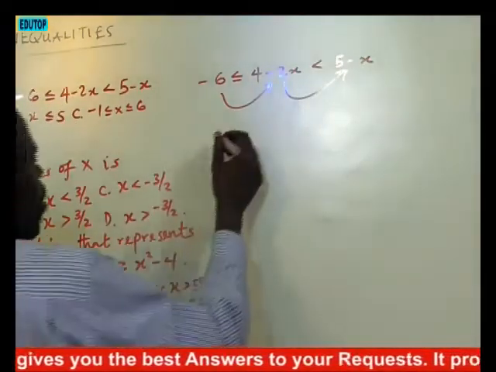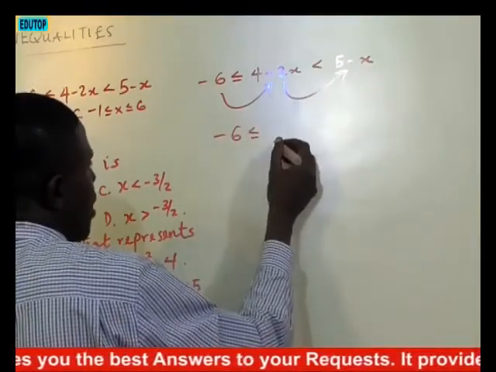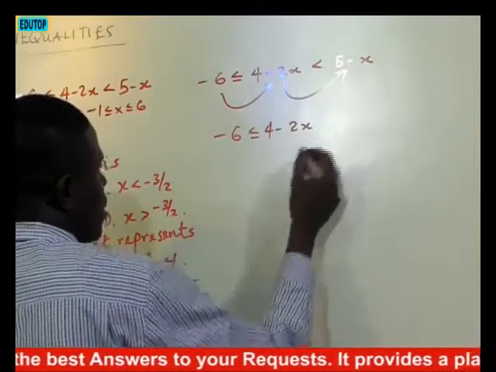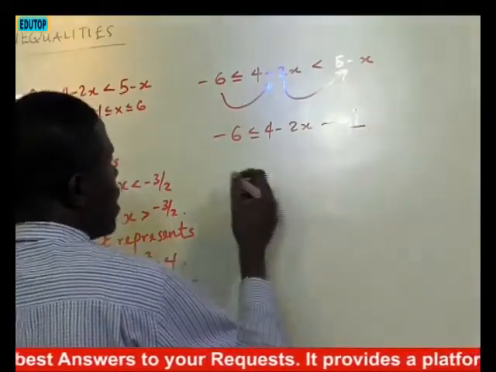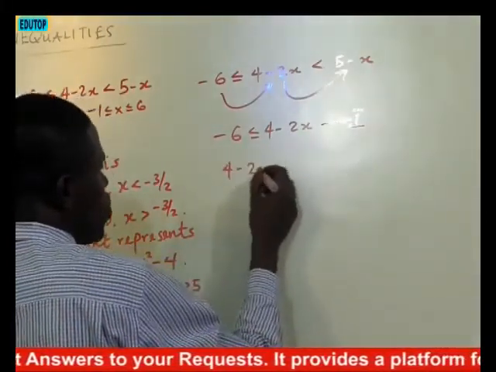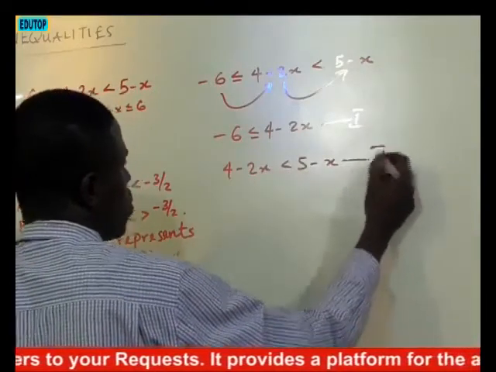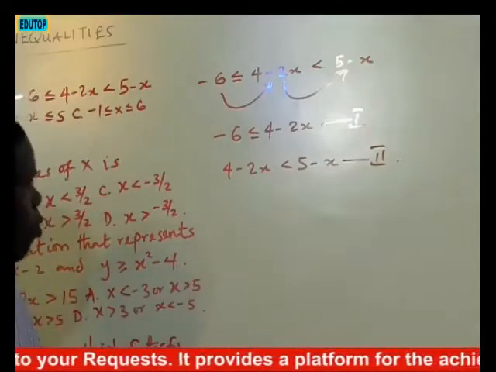So if I pair this with it, I'll have minus 6 less than or equals to 4 minus 2x. I can call this one 1. Then I can also say 4 minus 2x less than 5 minus x. I can call this 2. So I will solve them one by one.